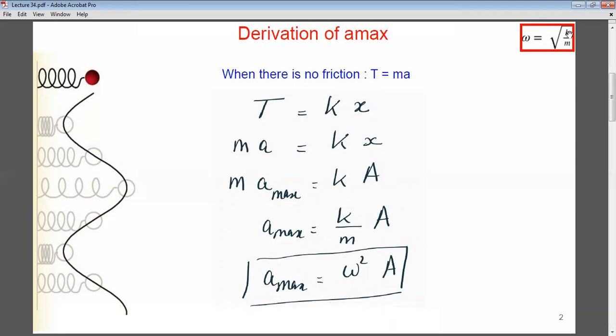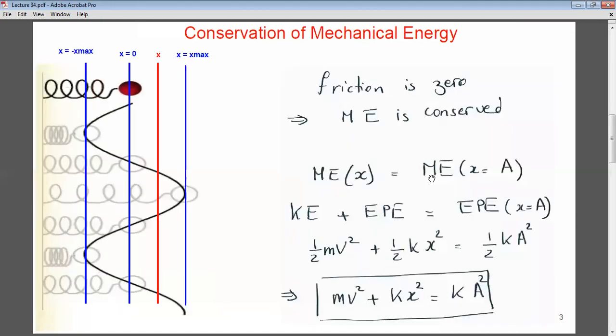And k over m is nothing but omega squared. Look at this here, omega is the square root of k over m. If I square both sides, I will get omega squared equal k over m. So a maximum is omega squared times the amplitude. Okay.